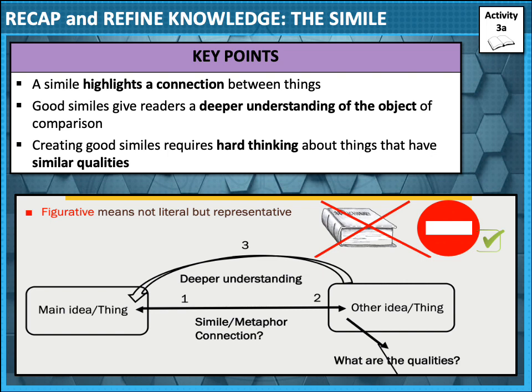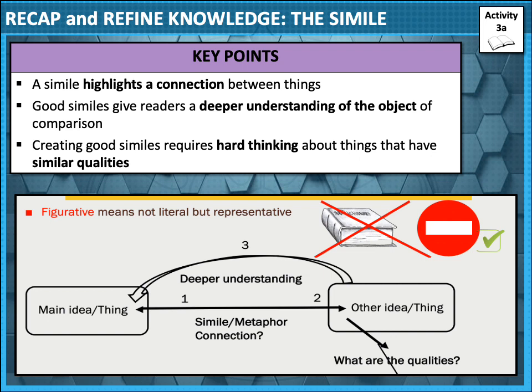If you look at the pictures, you will see that the dictionary will give you the literal meaning of a word. But then if you look at what's next to it, which is a no entry sign that you would commonly see out and about on the street, there's no words there. It's simply a red circle with a white rectangle in it, but you know that it represents the idea that you must not enter. Figurative is not literal, but representative.